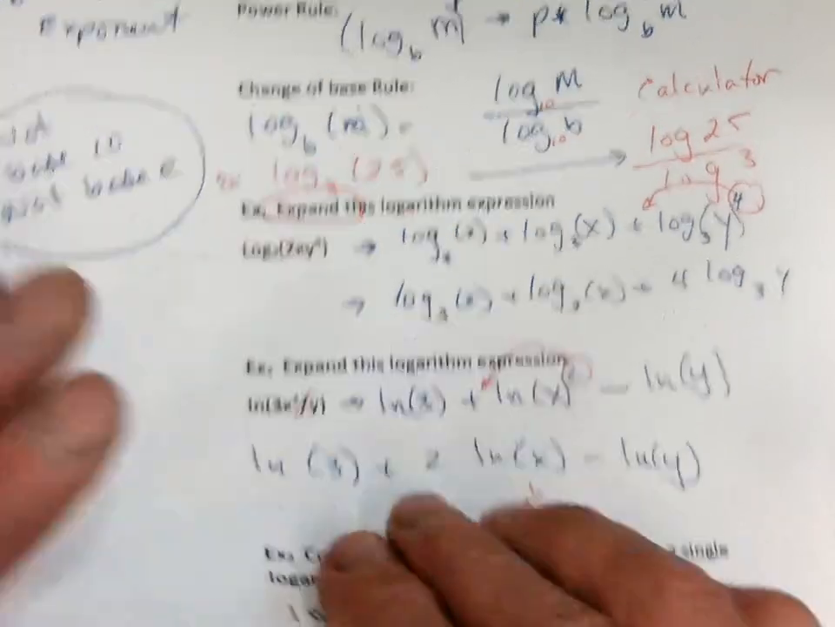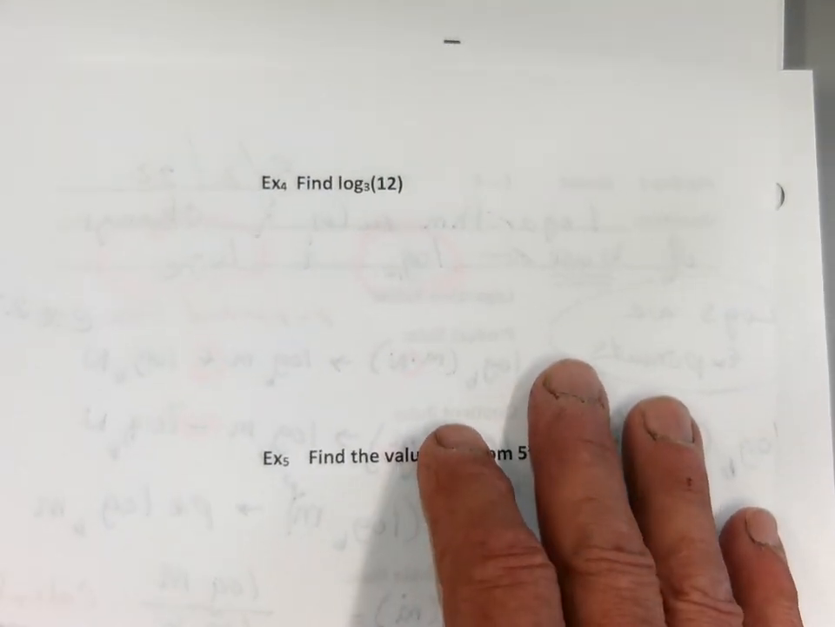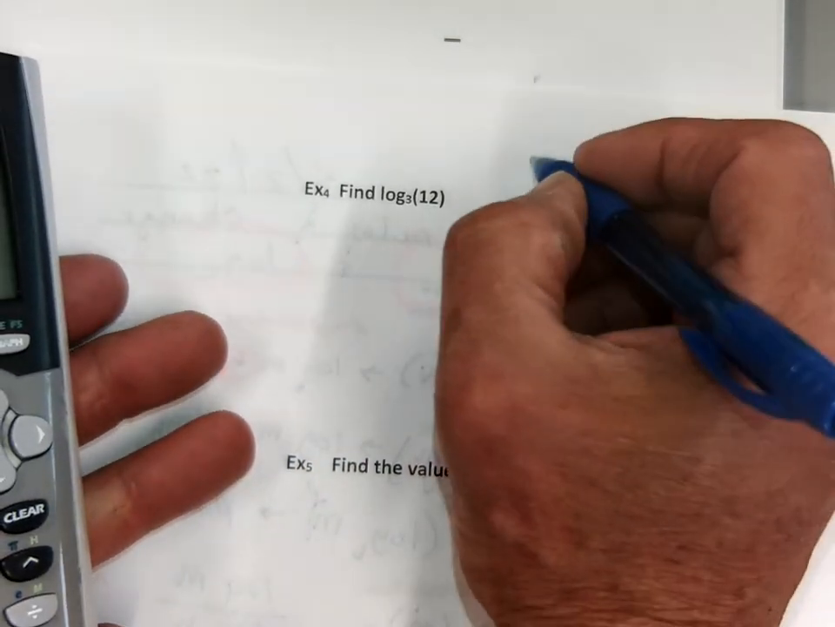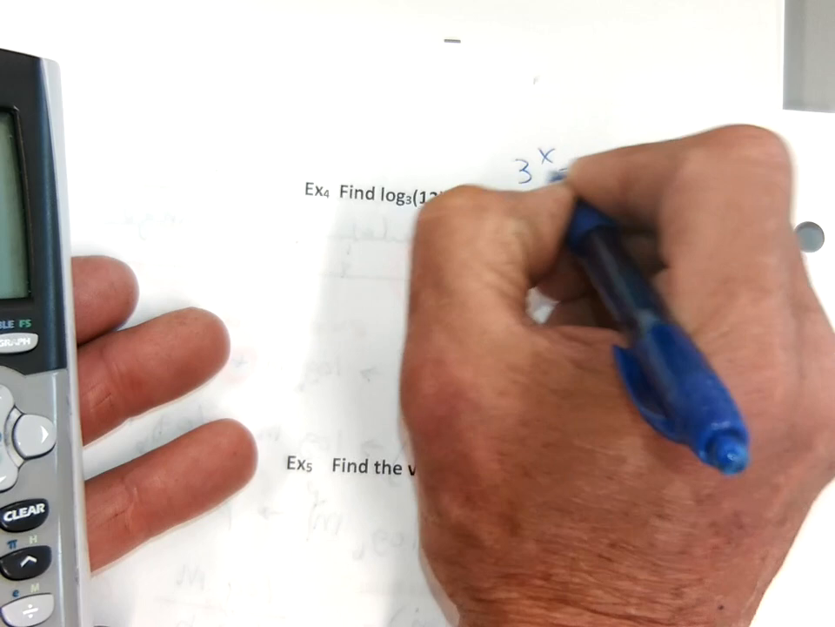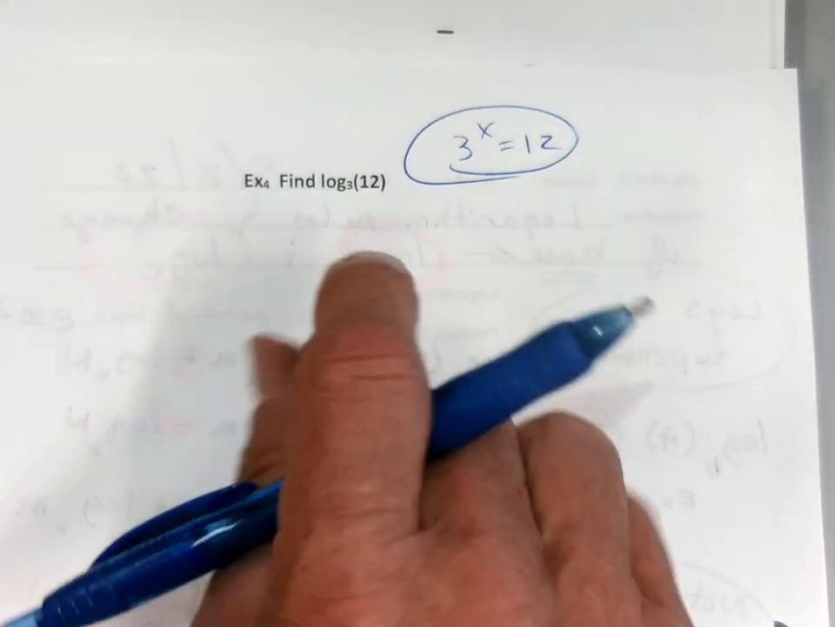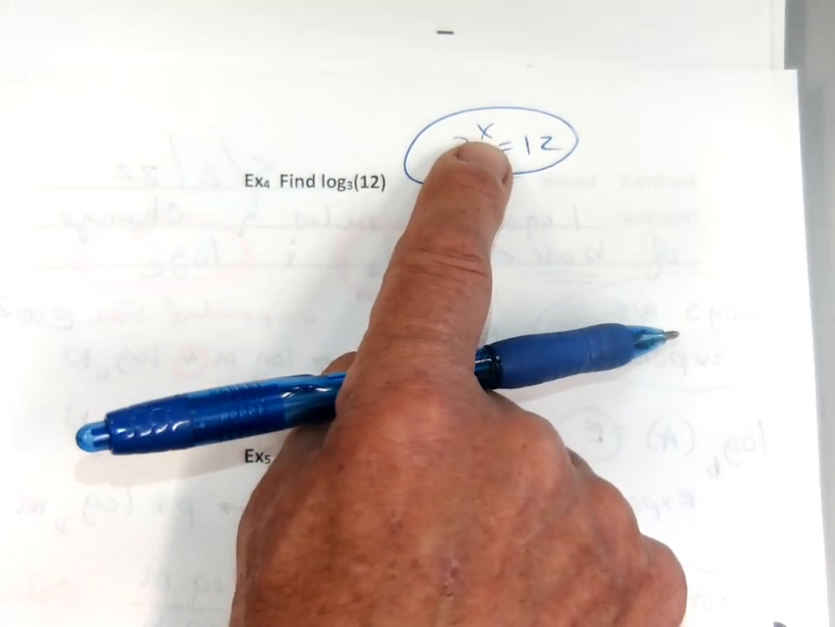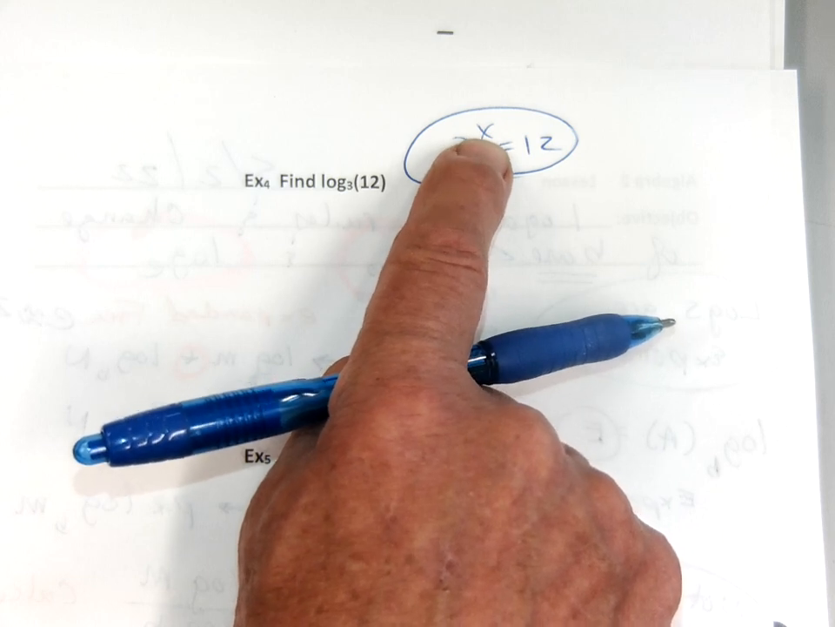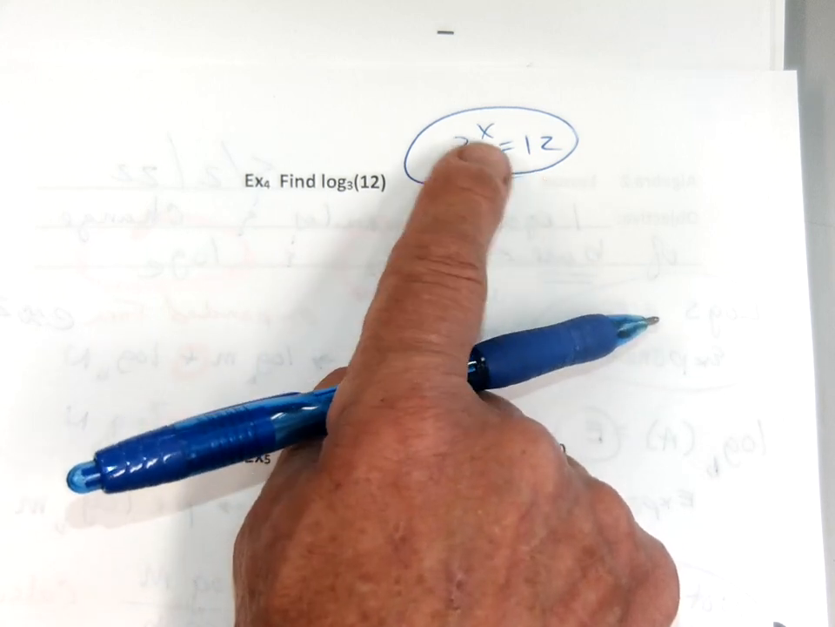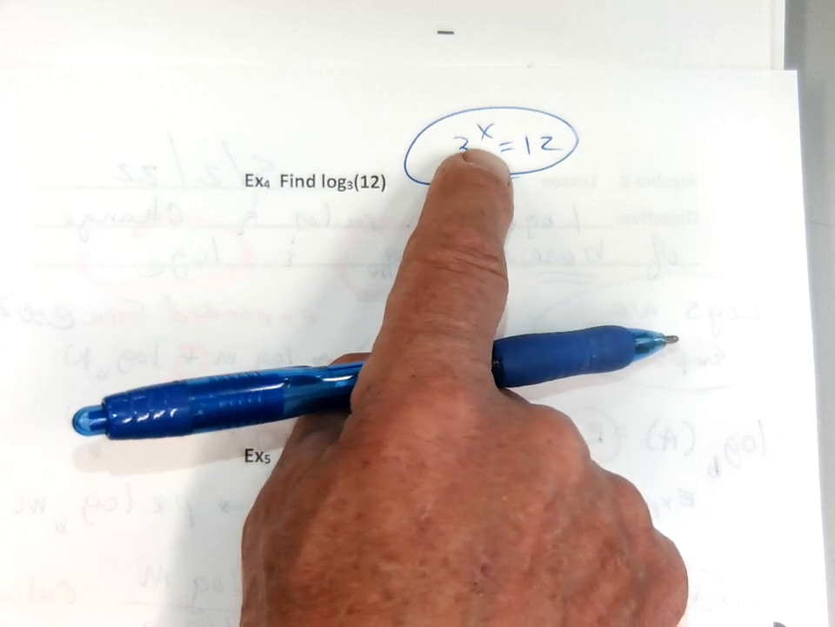Here we go. Okay, now, example 4. So, if you have a nice calculator, this is really saying 3 to what power equals 12. Okay, so this is really saying 3 to what power equals 12. So the answer's got to be 2 point something, because it is 3 to some power equals 12, and 2 squared is 9. I'm guessing about 2.3 maybe.